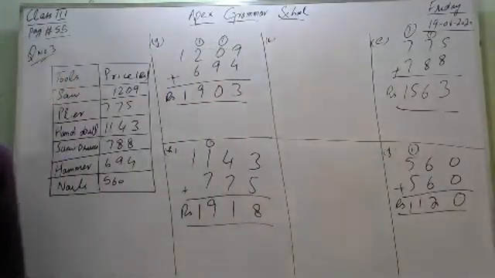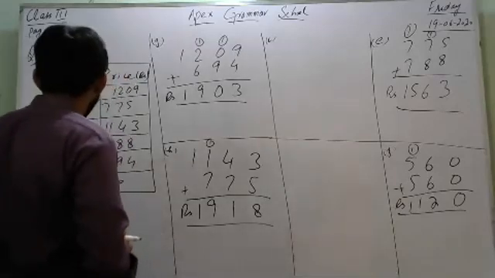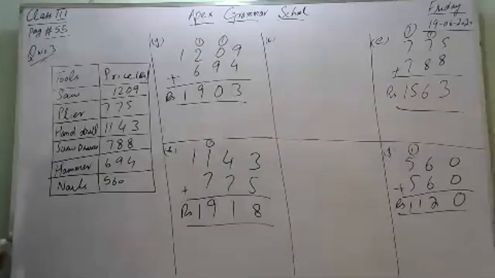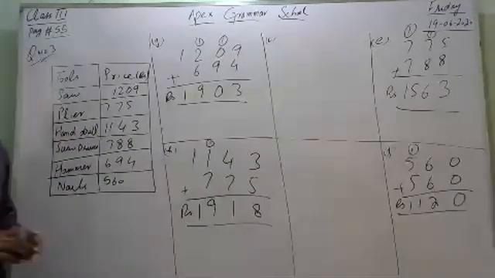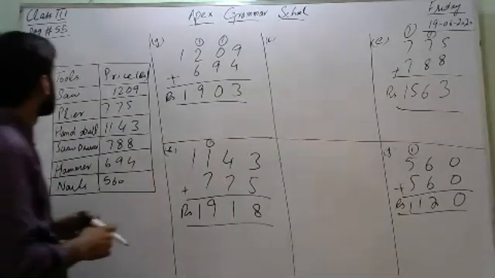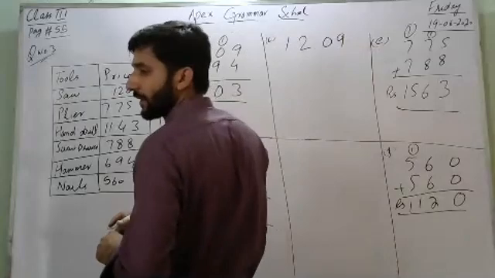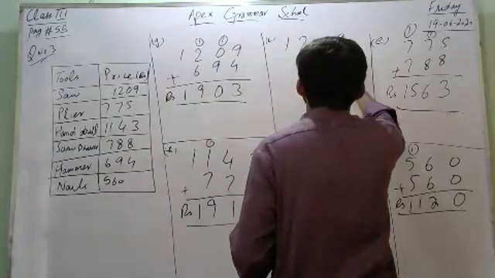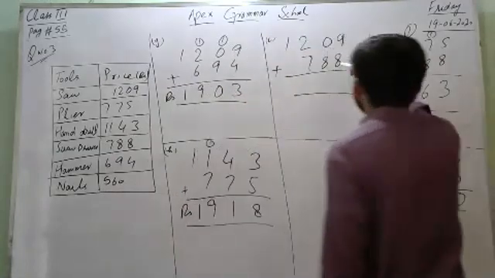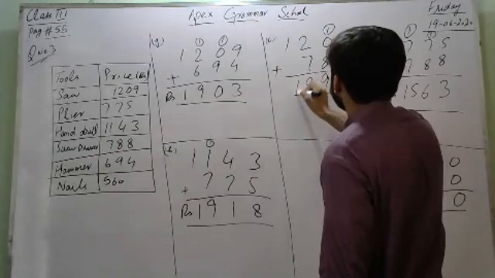I part. Total price of saw and screwdriver. In I part, its total price of saw and screwdriver. Price of saw is 1209. And screwdriver price is 788. 9 plus 8, 17. 1 carry, 8 plus 1, 9. 7 plus 2, 9. 1 as it is.